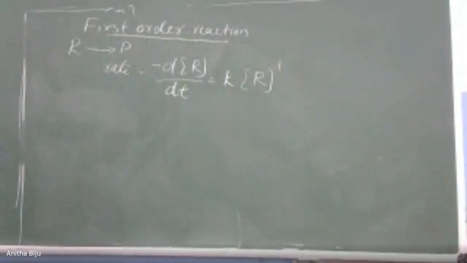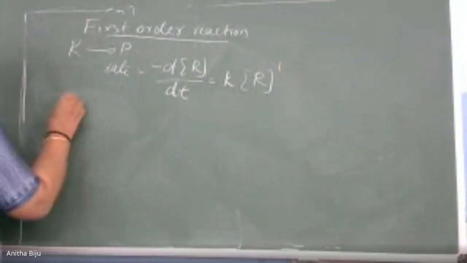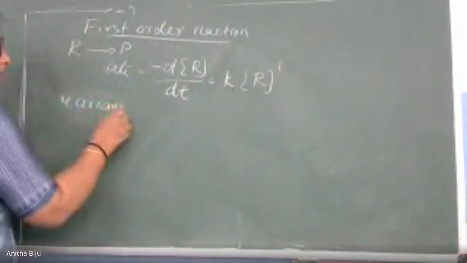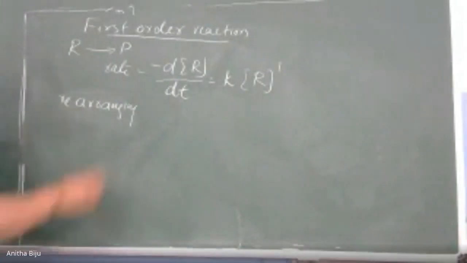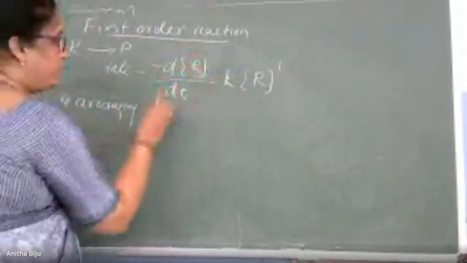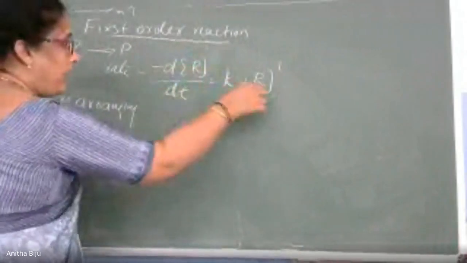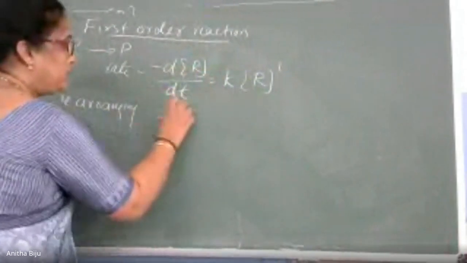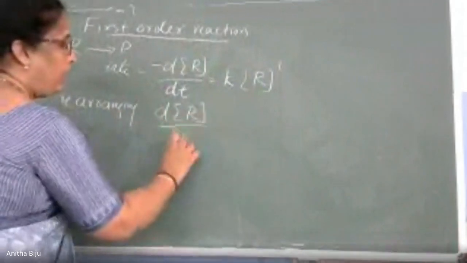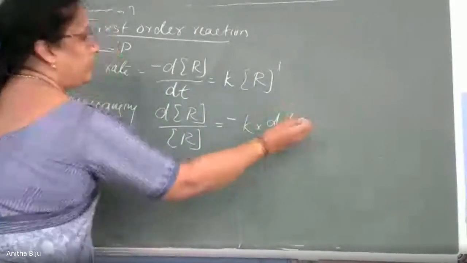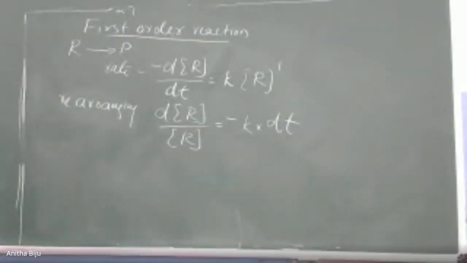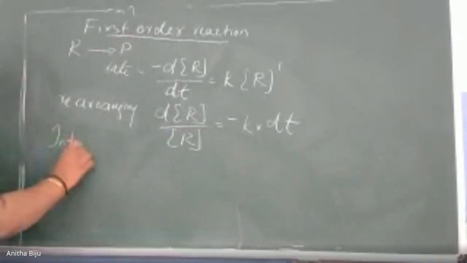Done? Now, rearranging the equation. On rearranging, what do we get? The negative will be carried to this side, and the R will come to this side. So it is dR by R is equal to minus k into dt. Now here again we will have integration. Integrating on both sides.